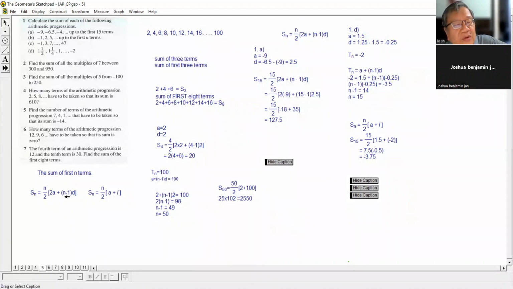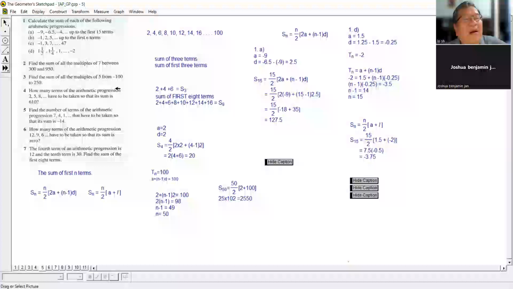Or sometimes you don't use this A plus L because the L you don't know. The L you don't know, so you don't use A plus L. You use this one, A plus N minus 1 D. So the example I have given you here, I have gone through with you, but maybe a bit too fast, then you cannot follow. Can you follow or not how to make use of this sum of first n terms formula? Can. Okay. Then I move over here.